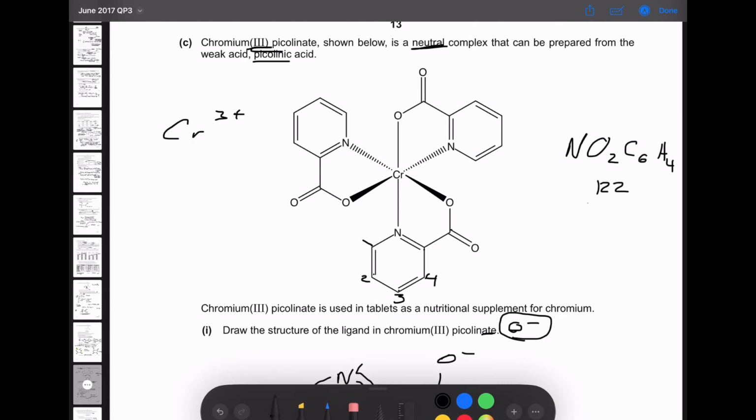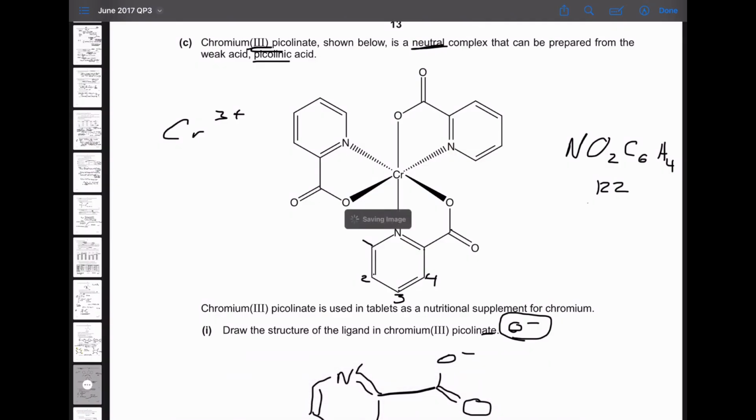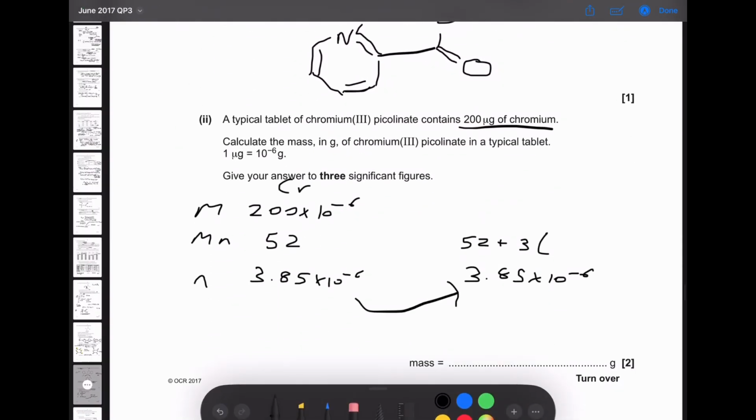Times by 3 gives us 366. So 122 there. 366 plus 52 gives us 418. So that's 418 total. So then we do 418 times 3.85 times 10 to the minus 6. And that gives us 1.61 times 10 to the minus 3 grams.